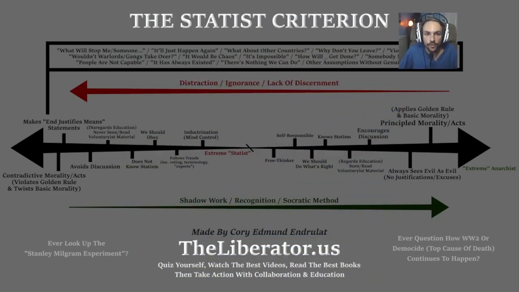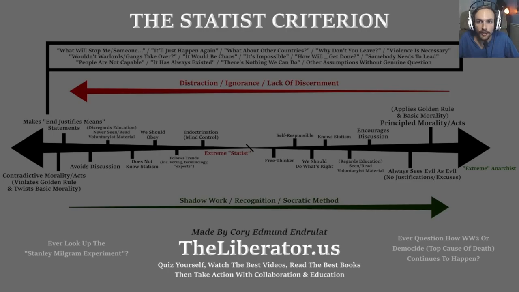So I'm going to put myself in the corner here. You can take a screenshot of this if you'd like. Feel free at any time to take a screenshot of this. This is the chart that I made called the Statist Criterion. Now, you may not know what the word statist means.